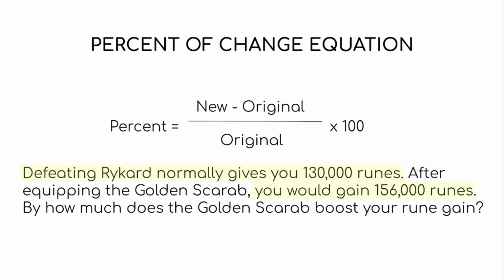However, this time it doesn't give us the percent. So that's what we're looking for. And since we're trying to find how much percent it changed, we're going to use the percent of change equation. So here if we plug that into our equation, percent equals new minus original over original times 100, we get that percent is equal to 156,000 minus 130,000 over 130,000 times 100.